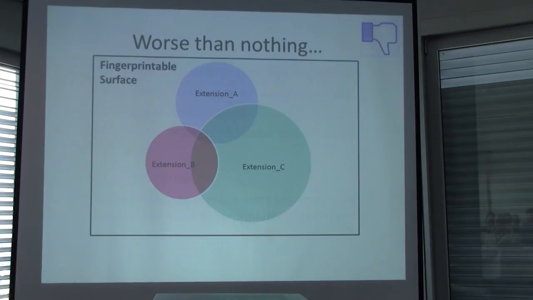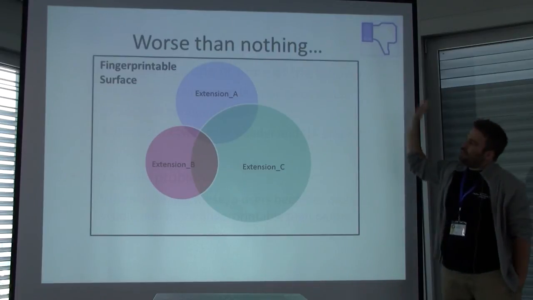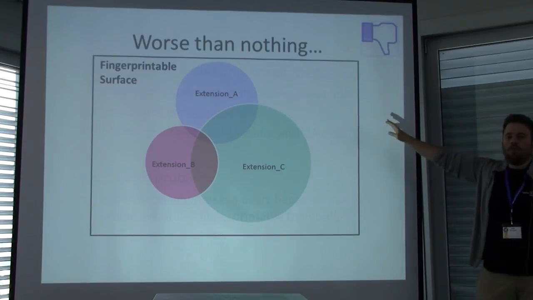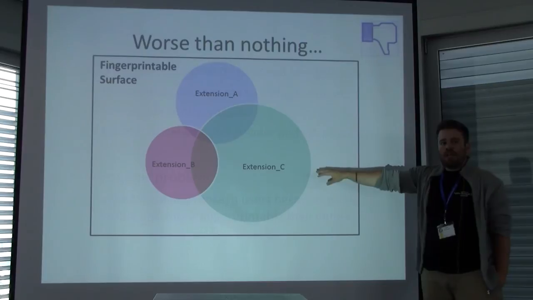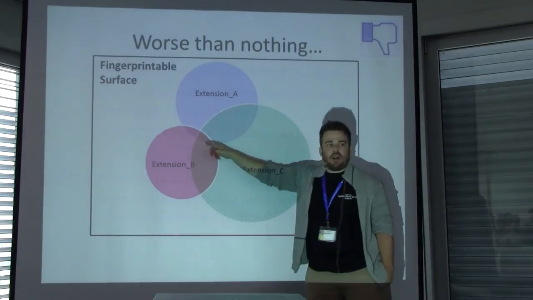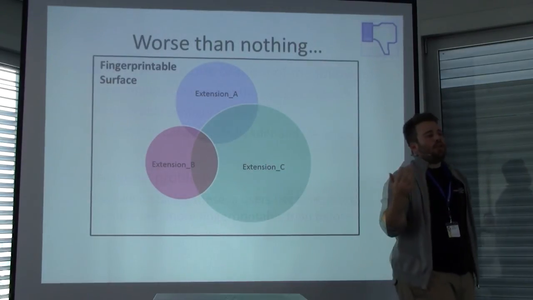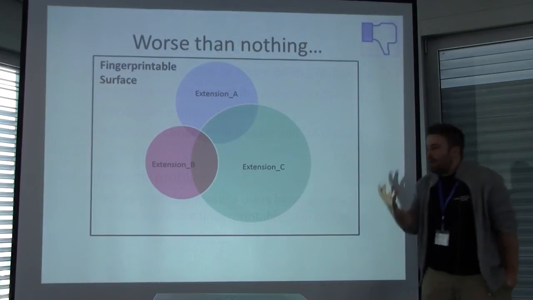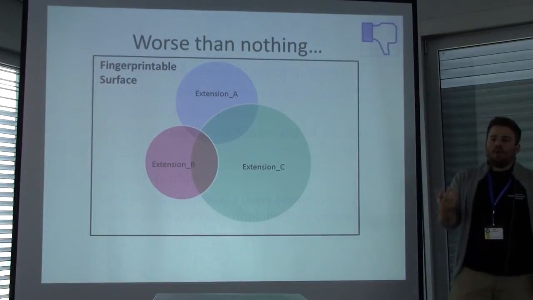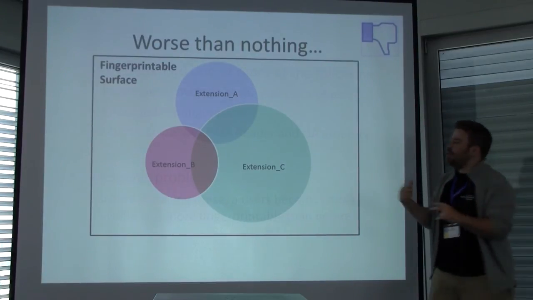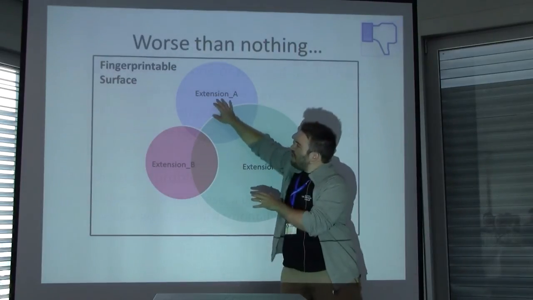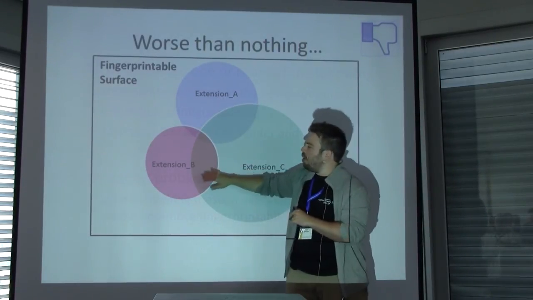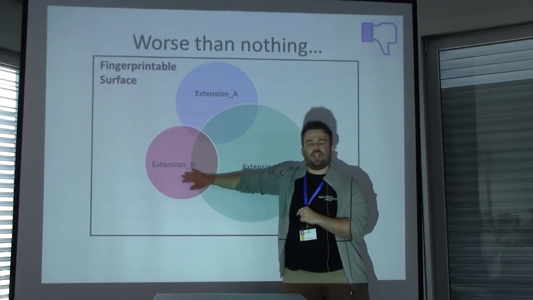And we can look at this as a Venn diagram. Imagine that the browser's fingerprintable surface is this big white box. And each extension is running here. And let's say that this common part here is navigator.userAgent, which everyone changes. But an extension author is trying to do more, so they're changing a bit more of the navigator object. And then another one is saying, oh, but the screen can also reveal things. I'll go and change things there.